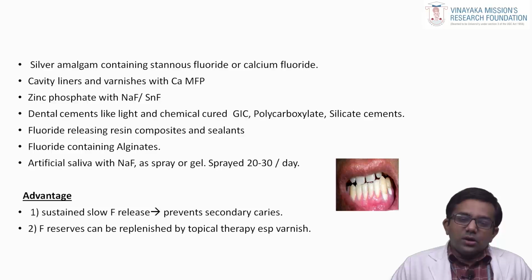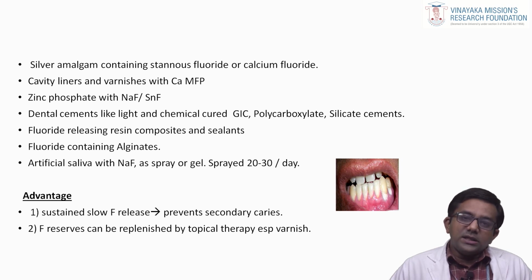The last part is your fluoride releasing dental materials. So, what are these fluoride releasing dental materials? The recent advances of this particular fluoride agent are nothing but fluoride incorporated into the dental materials. So, what are these dental materials? The silver amalgams, which contain stannous fluoride or calcium fluoride, the glass ionomer cements, zinc phosphate cements, which are integrated with sodium fluoride and stannous fluoride mouth rinses. Fluoride releasing resin composites and sealants are also there, wherein the sealants are applied onto the tooth surface for pit and fissure caries. So, when the sealant has fluoride, it has a topical effect on the tooth surface.